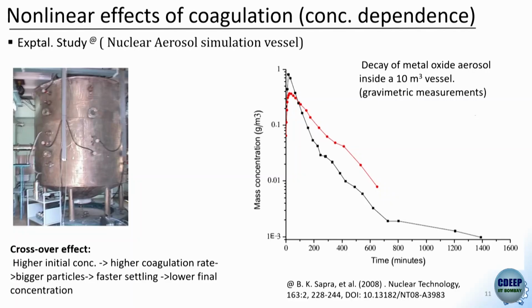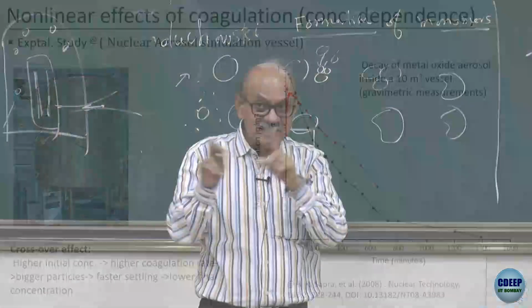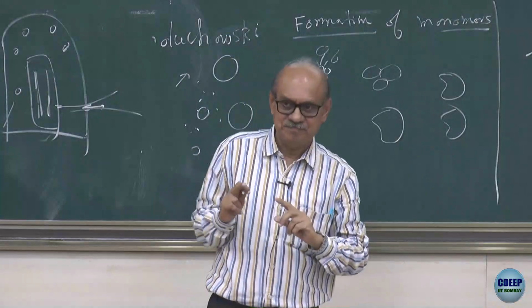Okay. So, you see the red line, it started with much less concentration, 0.3 gram per meter cube. Look at the black one, it went up to around 0.9 gram per meter cube. They were identical size wise, both of them. But you see after some time, after about 400 minutes or so, this is the log scale mind you, the one that had higher concentration originally came down, not just the number, the mass itself.